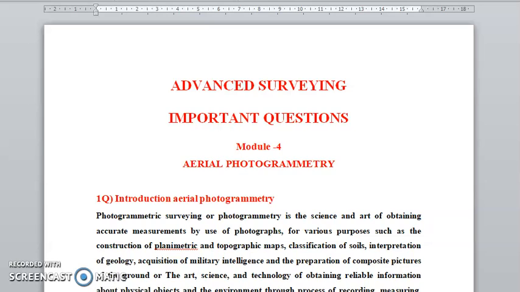I will explain Advanced Surveying, Module 4: Aerial Photogrammetry. These are the important questions of aerial photogrammetry. First, the introduction of aerial photogrammetry.